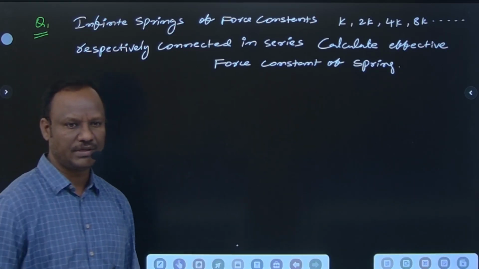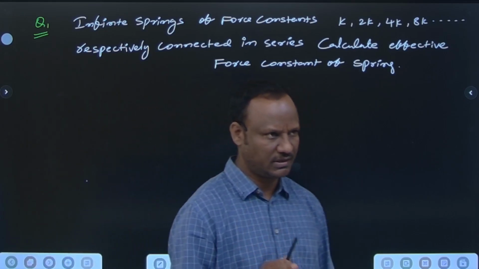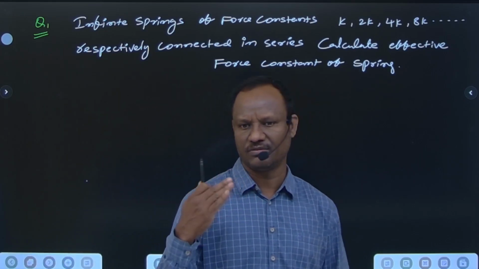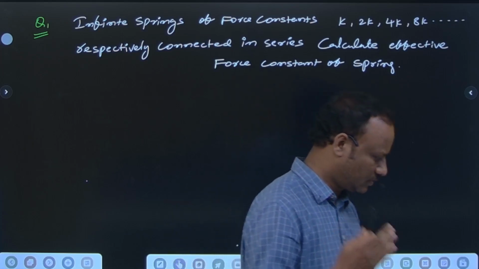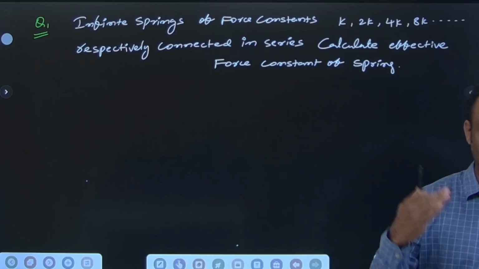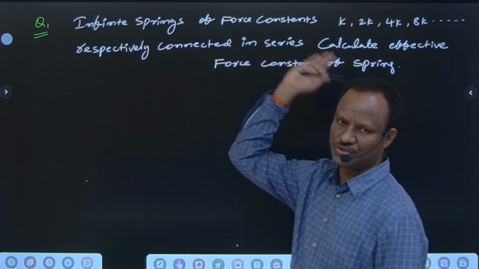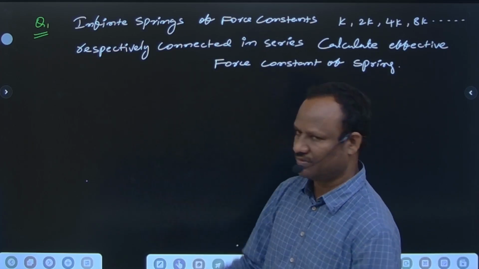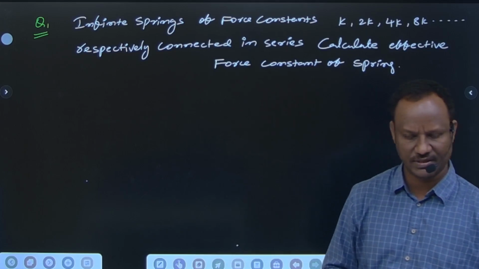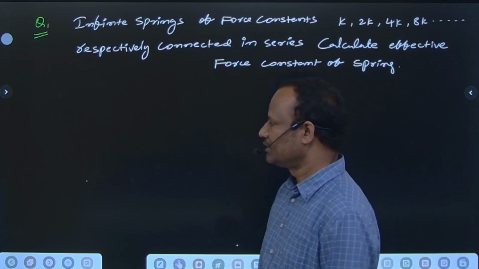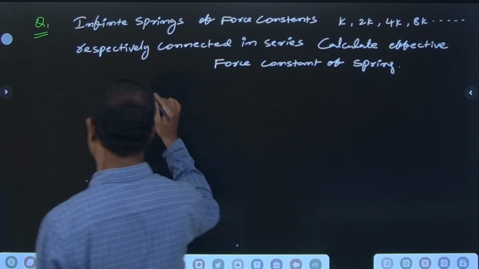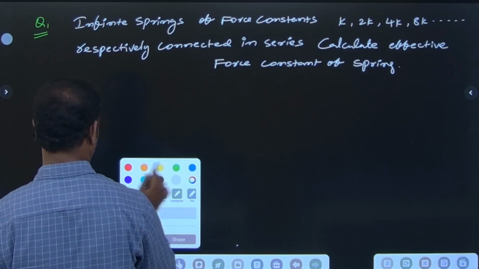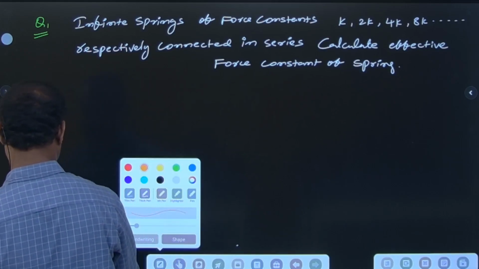In series combination, Ks is equal to K1 K2 by K1 plus K2. For better understanding, 1 by Ks is equal to 1 by K1 plus 1 by K2 plus 1 by K3 plus so on, n. In parallel combination, Kp is equal to K1 plus K2 plus K3 plus so on. So this is the first model of question.